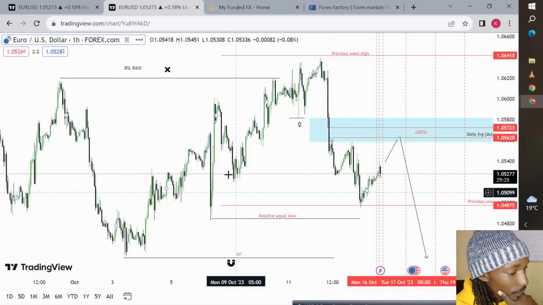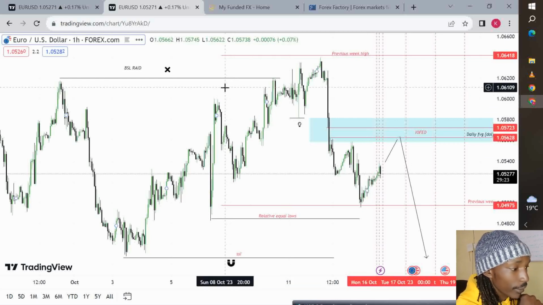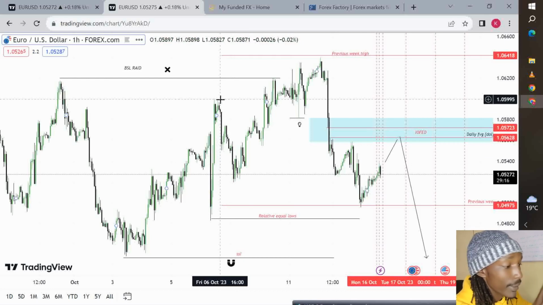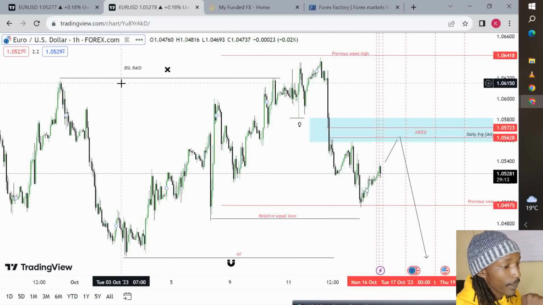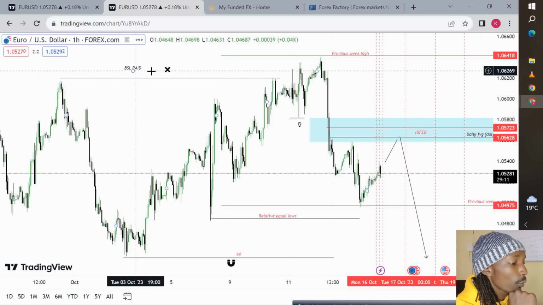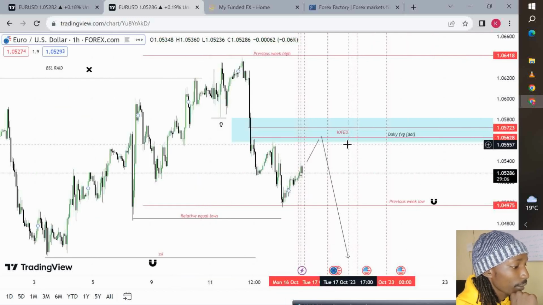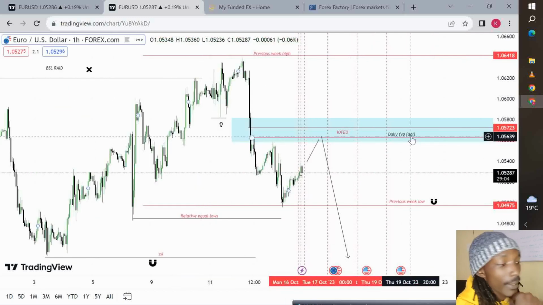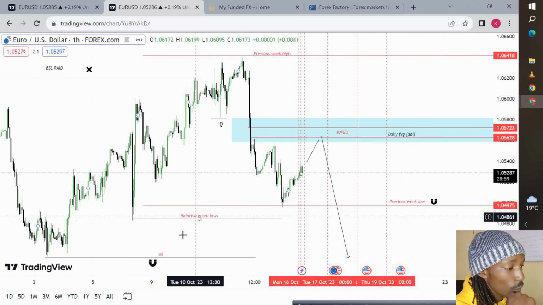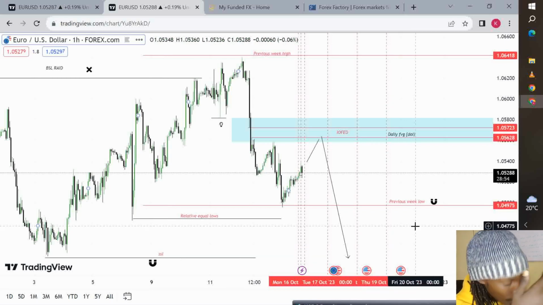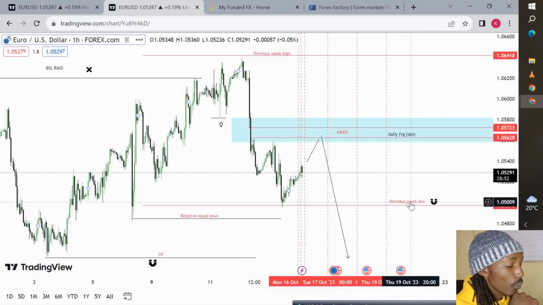Okay, so this is what we have today. This is the Euro USD chart, and we'll have a quick review of what happened on this chart so that we can remind ourselves. Up here we have a buy side liquidity raid, the previous week high, and a break of market structure. We have the daily fair value gap as a draw of liquidity on Monday, which is today. We have relative equal lows and sell side liquidity, which we were targeting last week. Also we have the previous week low, which is a draw on liquidity too.